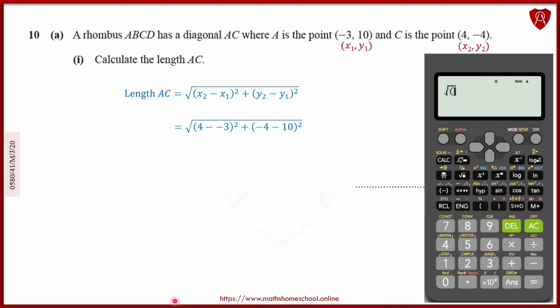Square root brackets 4 minus 3 close brackets squared plus brackets -4 minus 10 close brackets squared equals. We get 7 root 5 or 15.652. In 3 significant figures, 15.7.